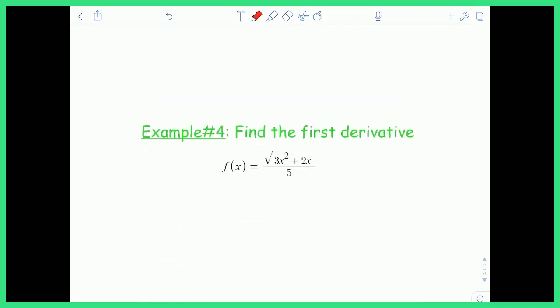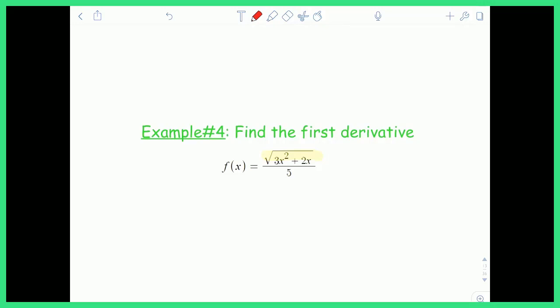Let's try this one. Find the first derivative of this quotient. Well, there are two things happening here. The first is we're going to definitely have to do a quotient rule, right? But the second thing that's happening is when we have to do the quotient rule, this numerator is a layered function. Specifically, it has 2 layers, right?